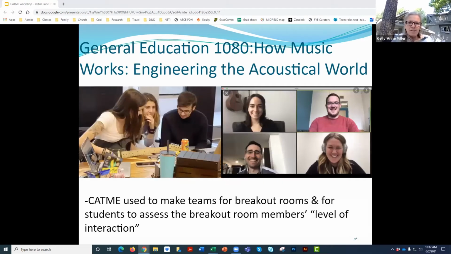So yeah, this is what I basically just said. In person, the class, obviously, we had students working face to face on these acoustical projects, that's the picture on the left. But with the necessity of everything being online, we used CATME to organize the breakout rooms and then to have basically the assessment of engagement.